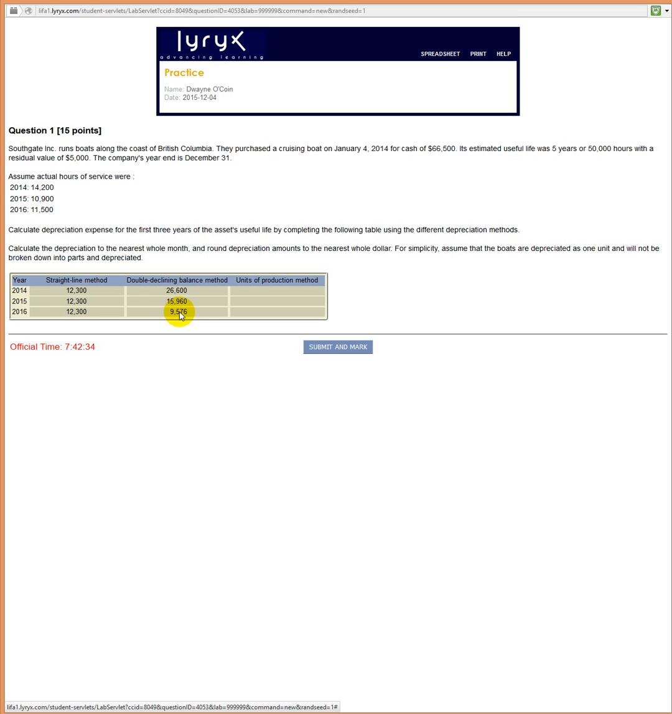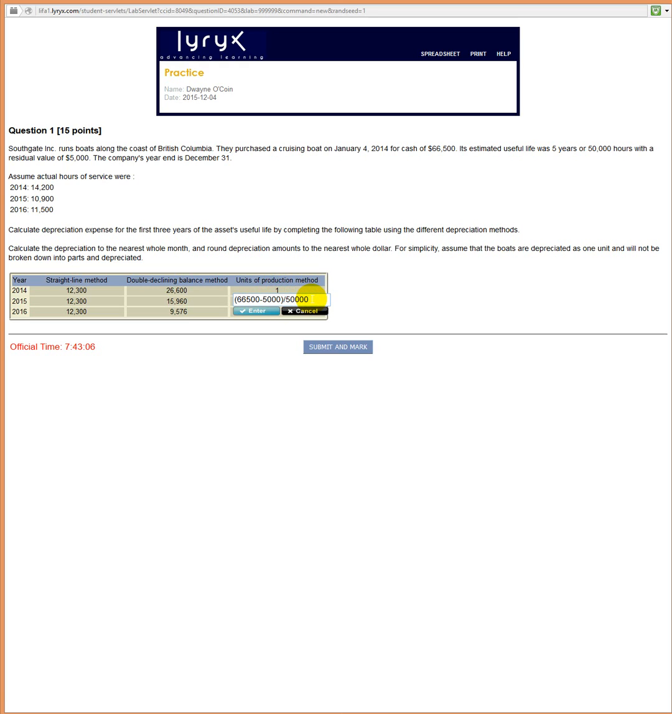Finally, the units of production method. Here we take the cost minus salvage value, but instead of dividing by the useful life in years, we divide by the useful life in productive capacity. So in this case, 50,000 hours. So 66,500 minus 5,000 salvage value divided by 50,000 hours. That's the rate we would use. It shows up as 1.